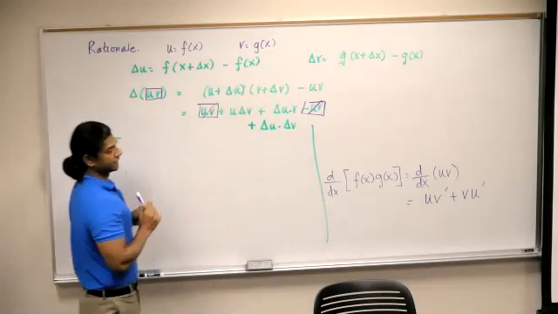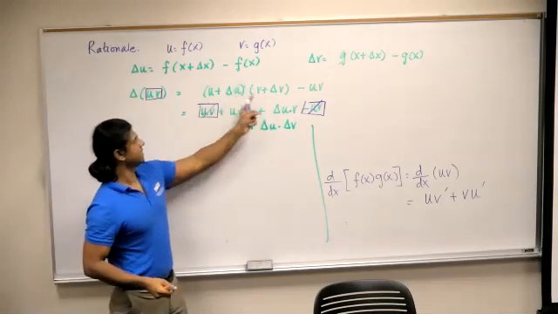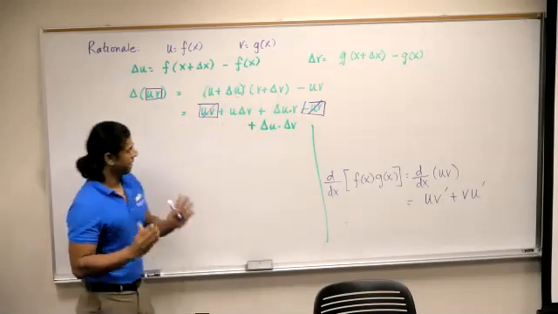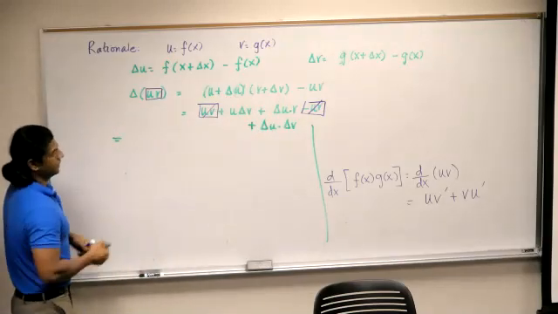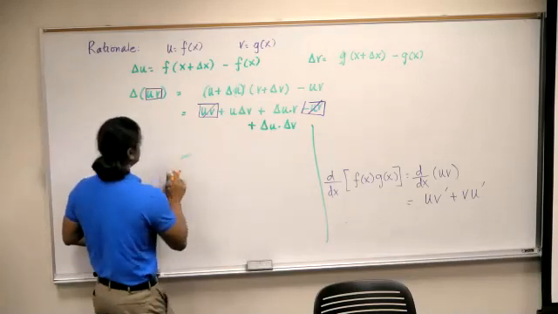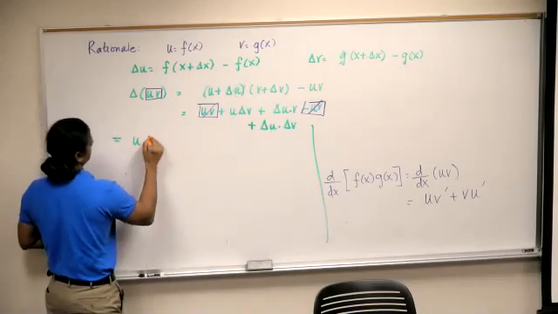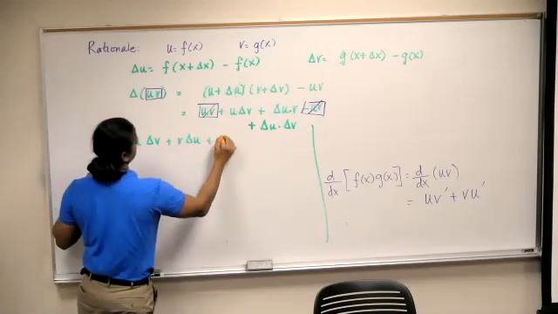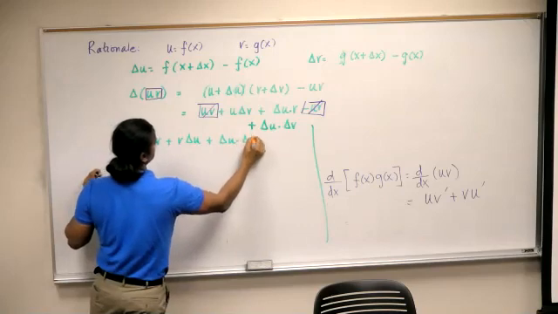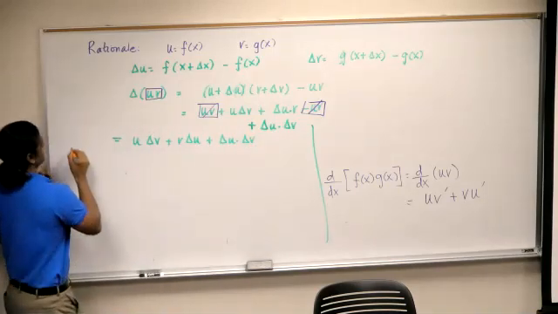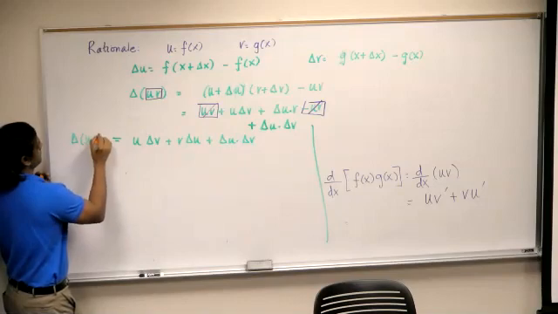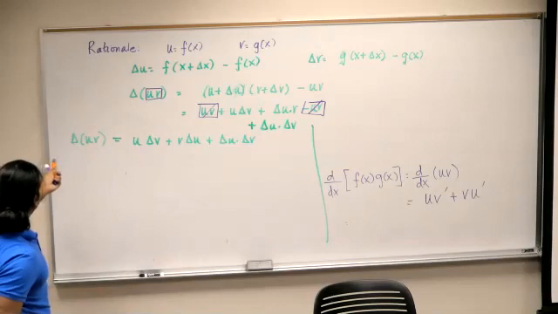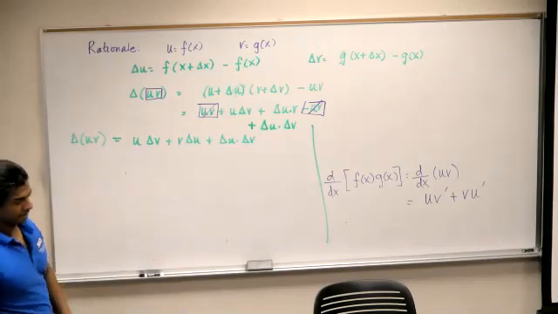I just FOILed, so uv, u delta v, v delta u, delta u delta v. The uv gets cancelled. So all I'm left with is u delta v plus v delta u plus delta u delta v. And that simply is delta uv. Do we agree?